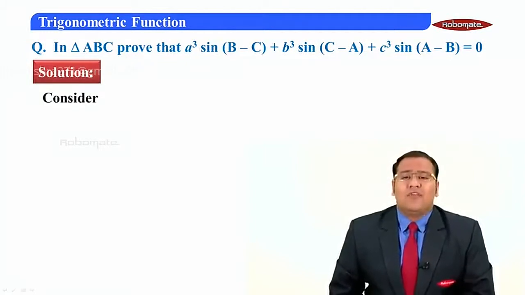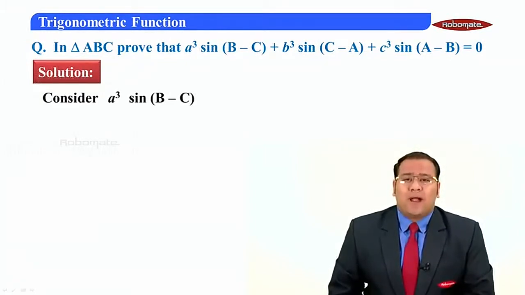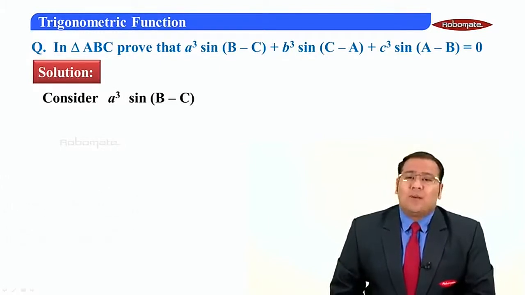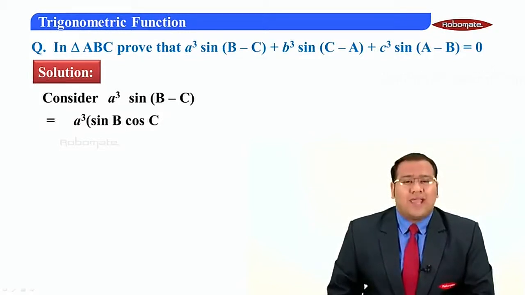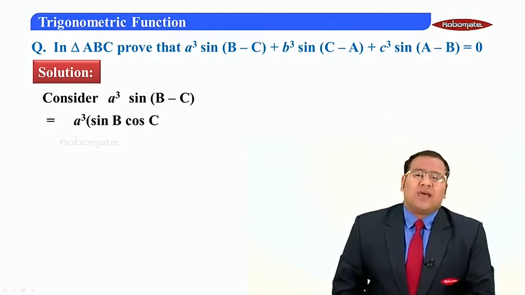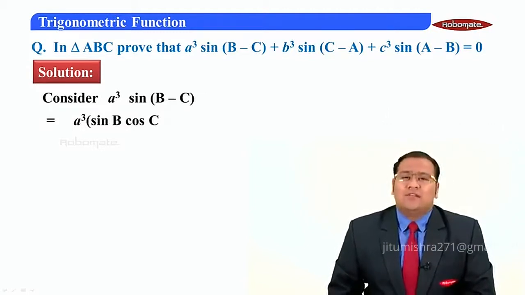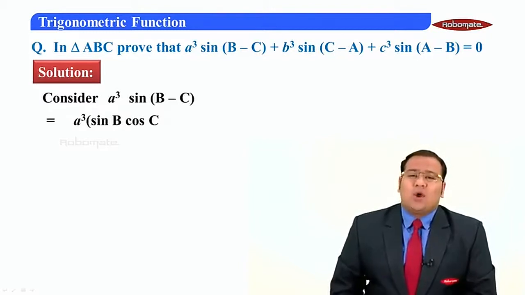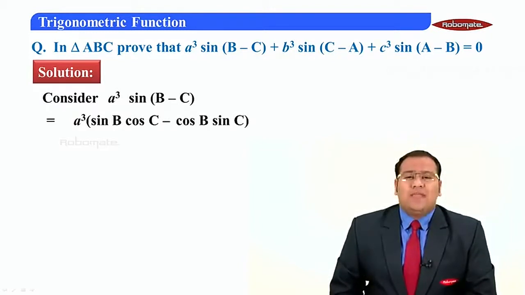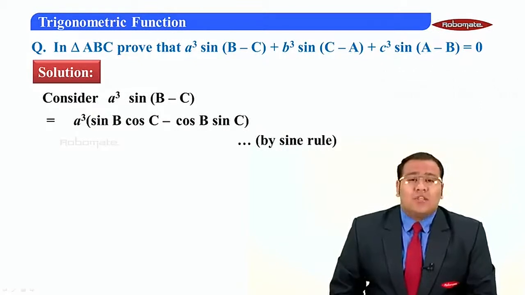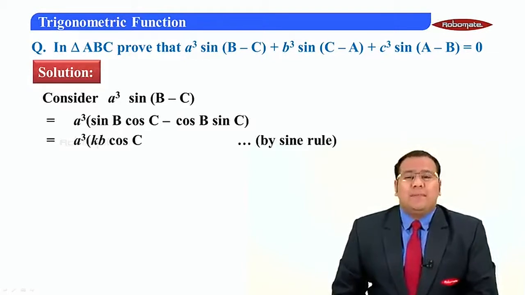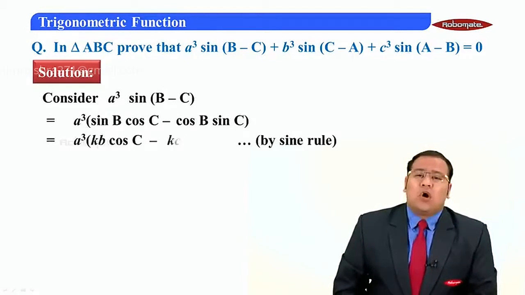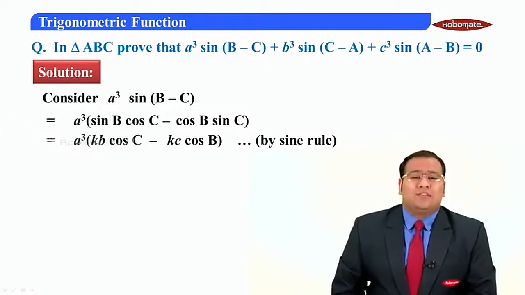In this case, we are considering only the first part, that is a cube sine of (b minus c). We know that sine of (b minus c) can be expanded as sine b cos c minus cos b sine c. By the sine rule, a cube remains as it is, sine b can be represented as kb, and sine c would be kc, so we get a cube into (kb cos c minus kc cos b).